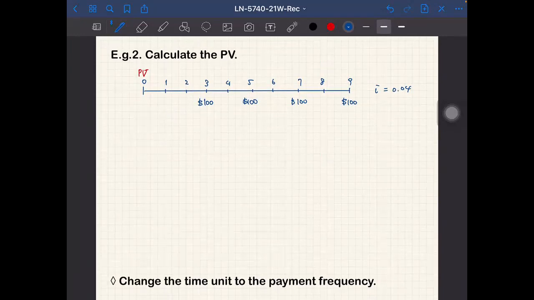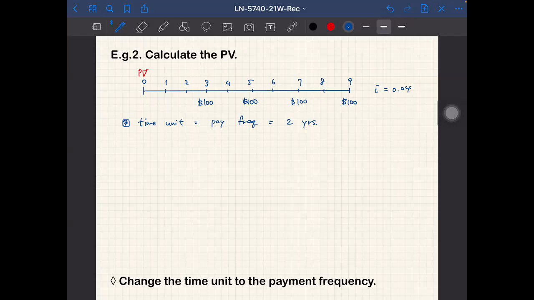Okay, so we want to calculate PV. One difficulty is that the payment is every 2 years. The second difficulty is that the present value is 3 years before the initial payment, so this 3 years isn't really a multiple of these 2 years. But the one rule we have already mentioned is that the time unit is equal to payment frequency, and this is 2 years, so we have to make it 2 years.